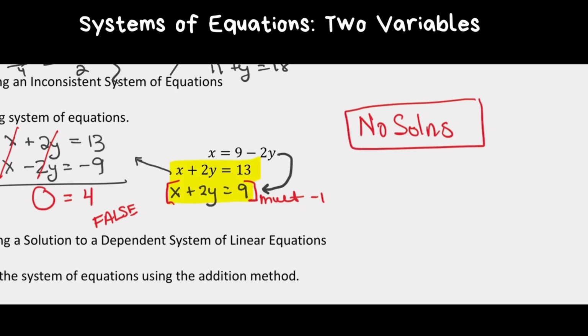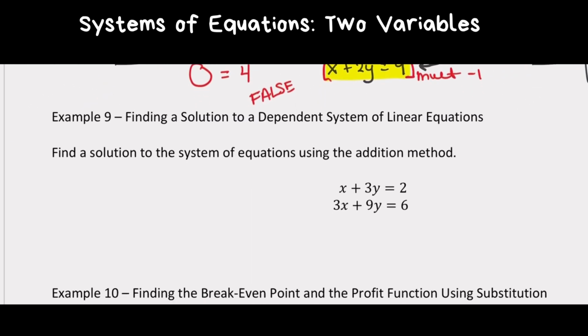Now, graphically, here's what this means. Graphically, we have 2 lines and they don't intersect. So if you graphed them, there is no point that these 2 lines have in common. All right? Okay, so if it's a false statement with no variables, no solution. All right, let's go to the next one.